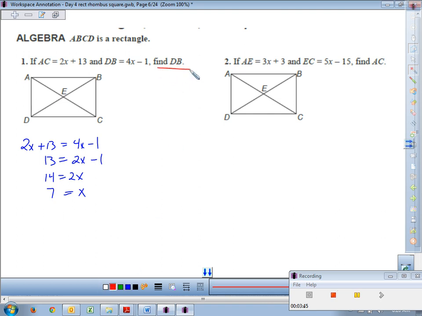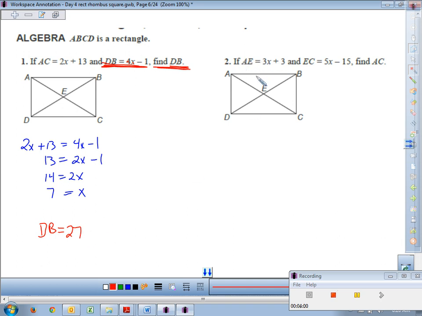They ask us to find the distance from D to B, so we need to substitute in. Here's the distance from D to B. It's 4 times 7, which is 28. Take away 1, so the distance from D to B equals 27.